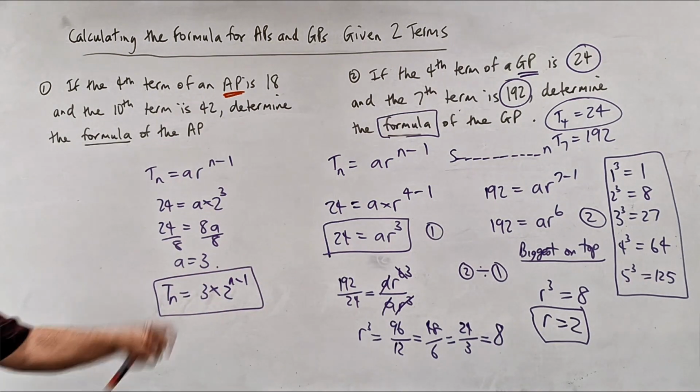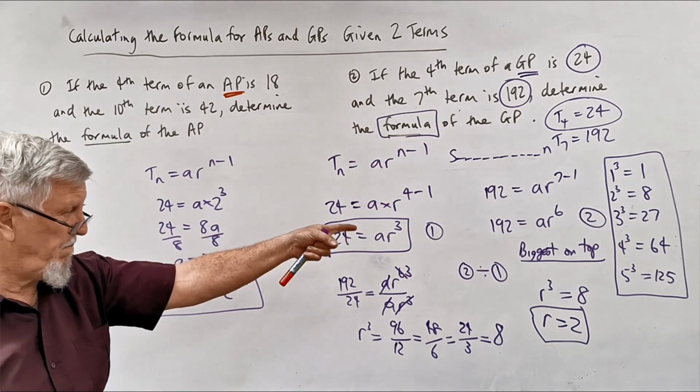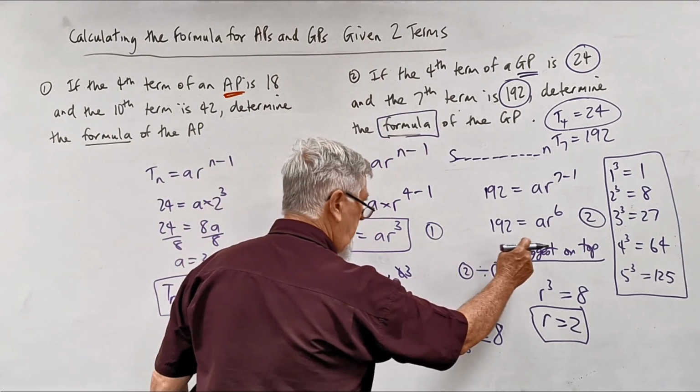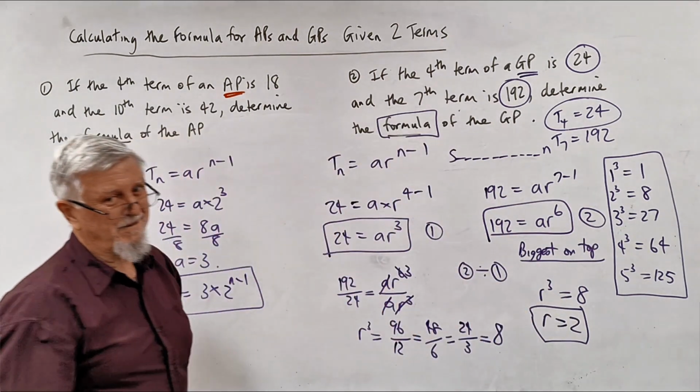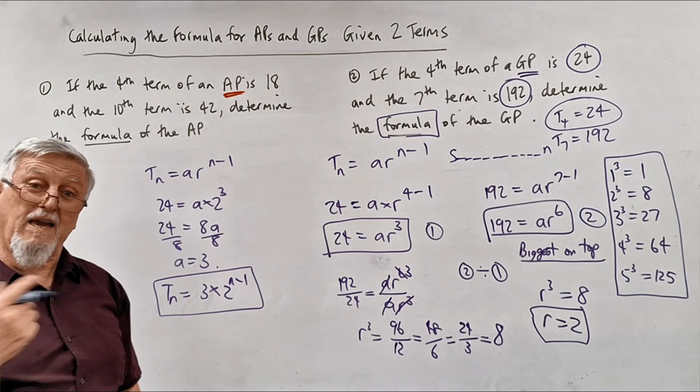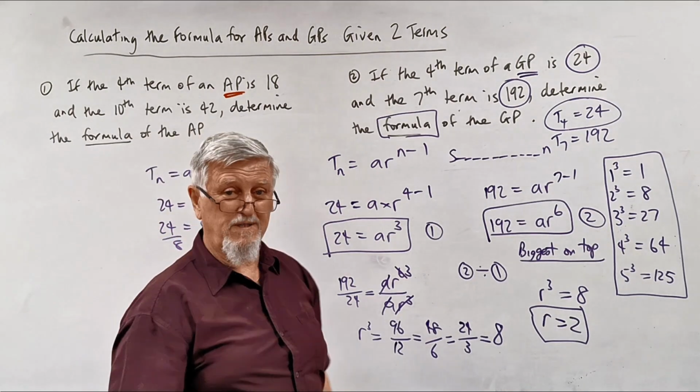So that's how you, given two terms, when it's a GP, you do this little trick of dividing them and making sure that you put the biggest one on top. You tend to do the biggest one on the bottom, but the numbers become negative indices and it becomes much worse.